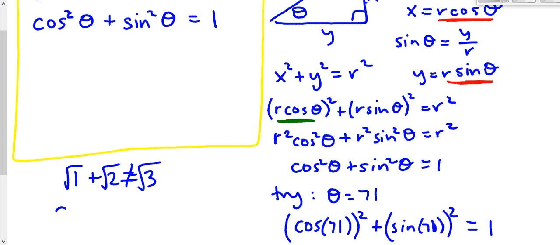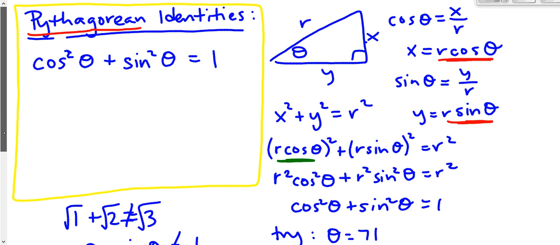And so I'm trying to say that it is not true that cosine theta plus sine theta equals 1. That won't work. You can't just square root, square root, square root. So, leave it like this. It has squareds in it. You can rearrange it, but not square root it. Okay, there are 2 more Pythagorean identities, and let me show you where they come from.